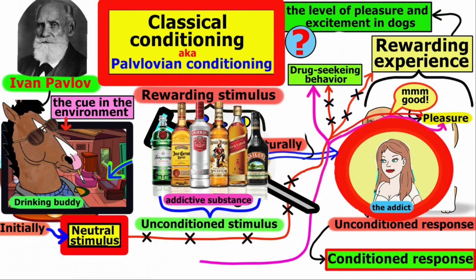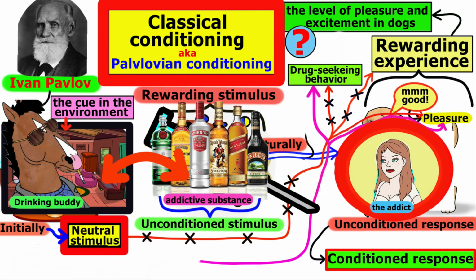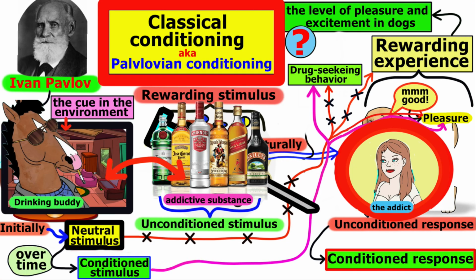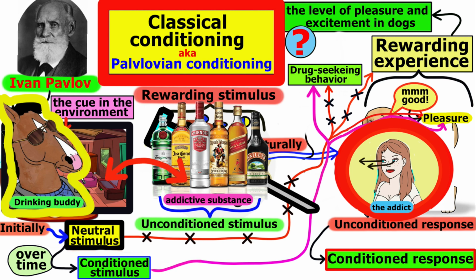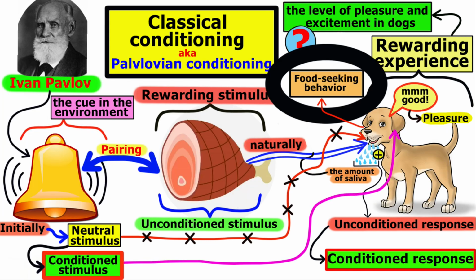But since Sarah Lynn saw him again and again while taking addictive drugs, the presence of Bojack was paired with the presence of the addictive drug while feeling pleasure. So, over time, the presence of Bojack becomes a conditioned stimulus. Now, if Sarah Lynn sees Bojack again, this can elicit the drug-seeking behavior. The analog to the drug-seeking behavior is the food-seeking behavior in dogs. And I am talking about our examples because a dog can be a drug addict too.